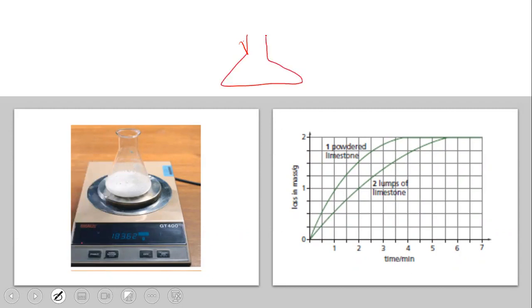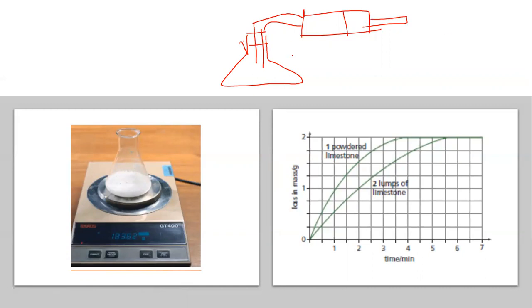This would be your setup like this. In it, you would attach it to a gas syringe. And what you could do is, in the gas syringe, you could collect the carbon dioxide gas and note down the volume of carbon dioxide gas, and then plot your graph. On the y-axis, you could write down volume of carbon dioxide gas, and on the x-axis, you could write down the time. So again, you will see a similar result.